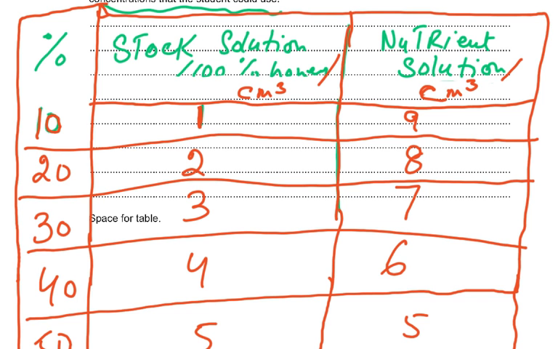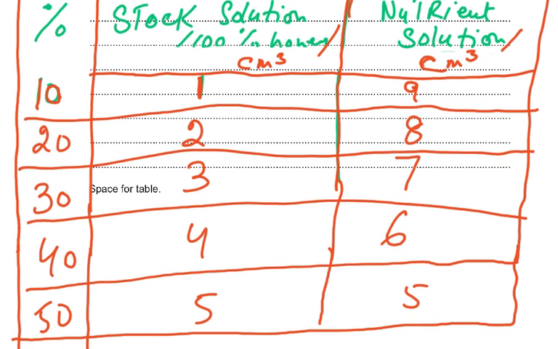You could make it 10, 20, 30, 40, 50, or you could make it differently. You could make it 10, 30, 50, 70. But mind the space between them. So if you're doing a 10, then you do 10, 20, 30. If you do a 20, then you do 10, 30, 50, 70, and so on. So this is how you would have had to make the table.